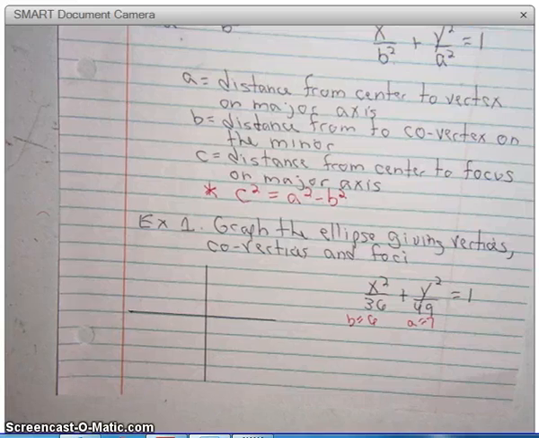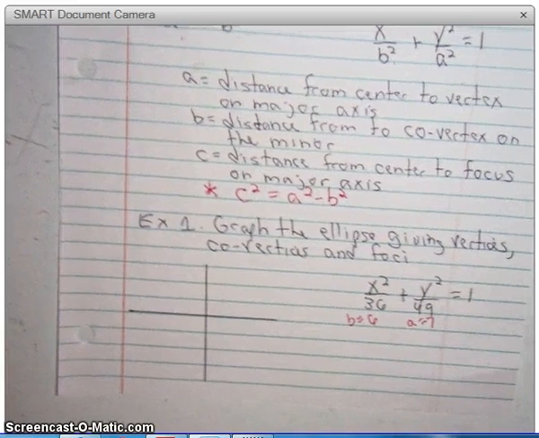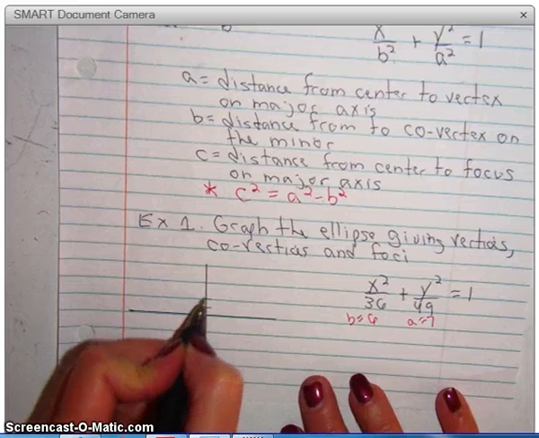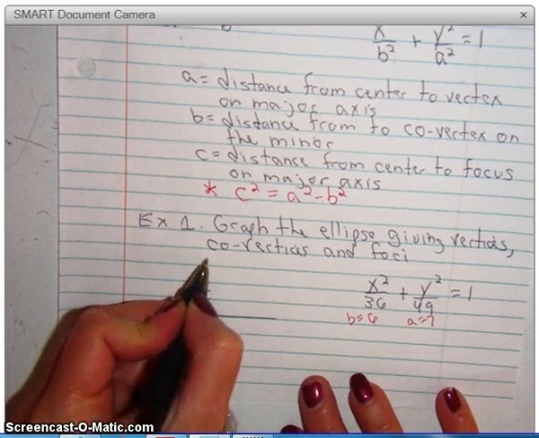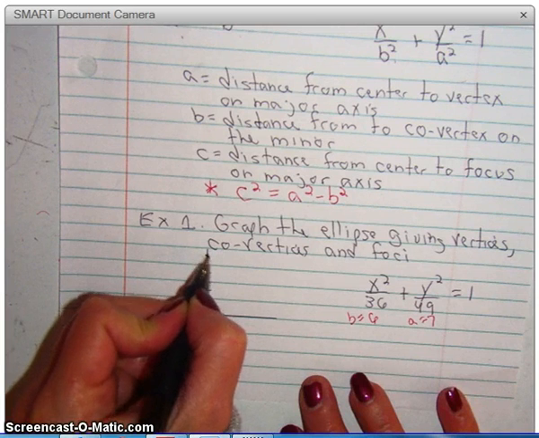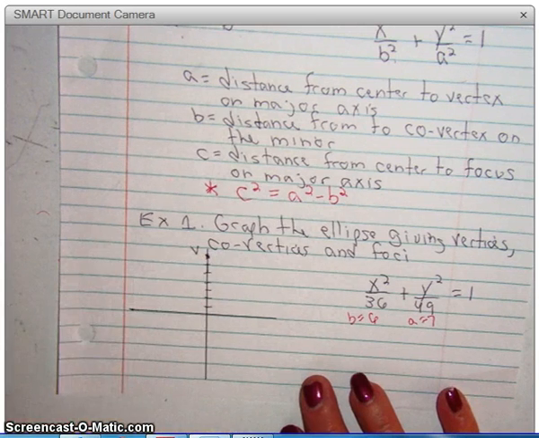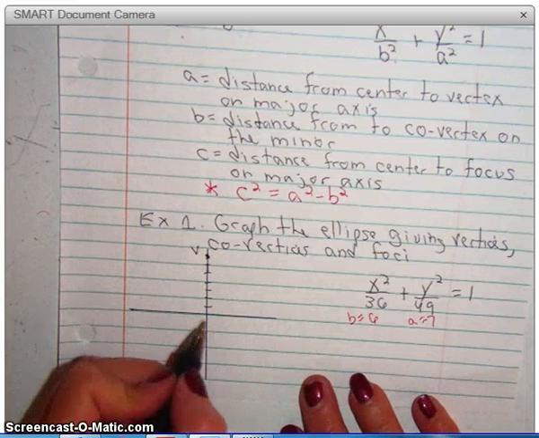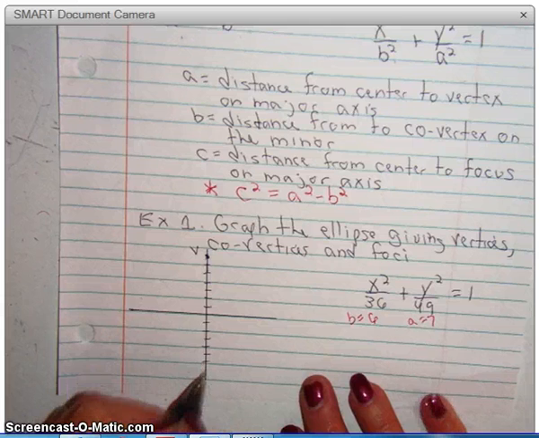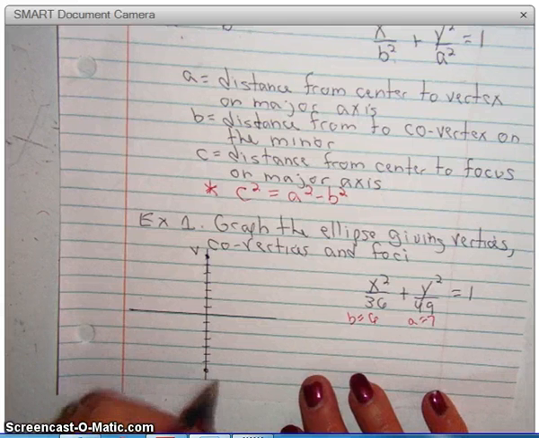On the y-axis, we have to go up 7 to find a vertex. 1, 2, 3, 4, 5, 6, 7. Label it V. We have to go down 7. Label it V.